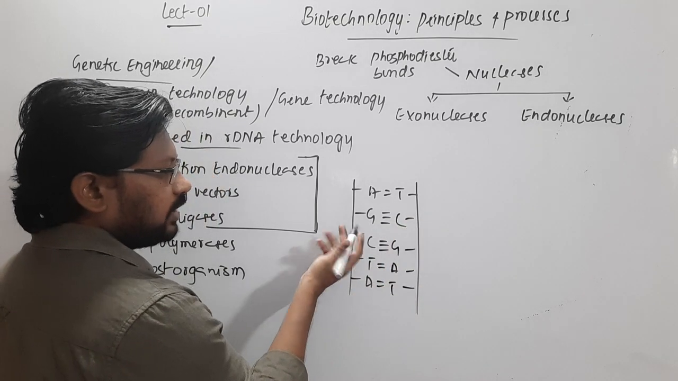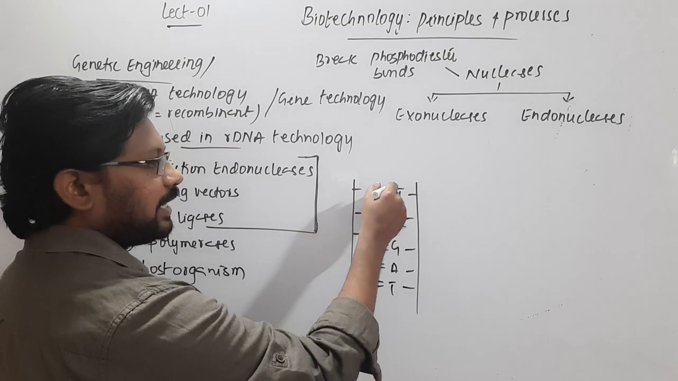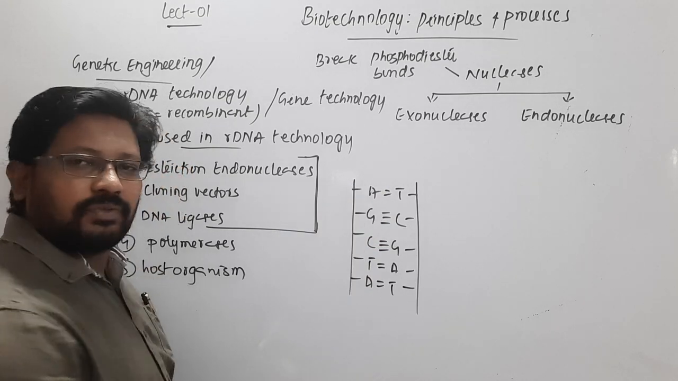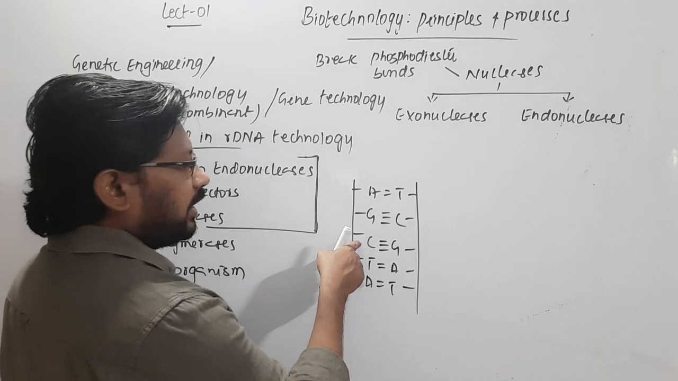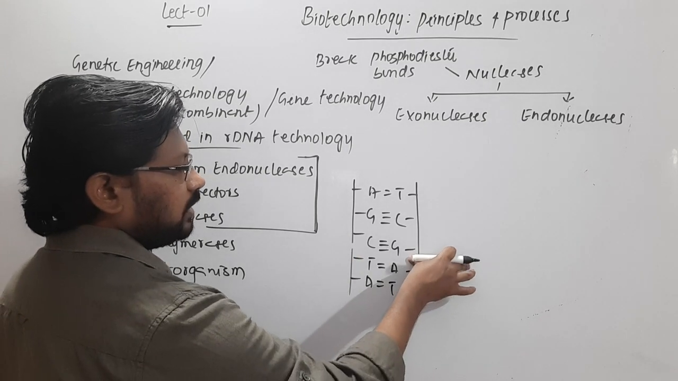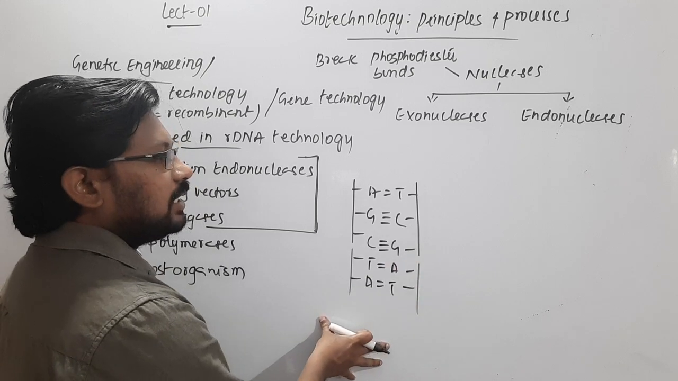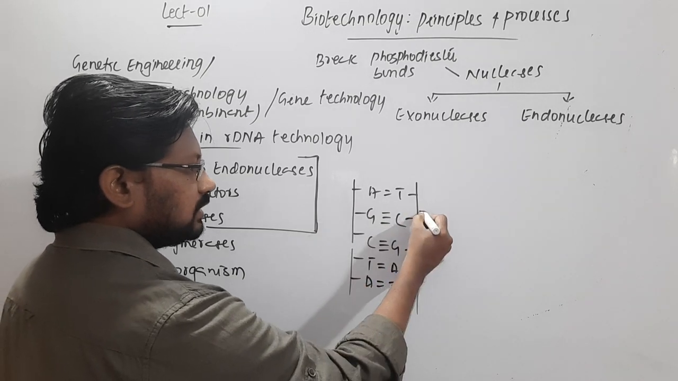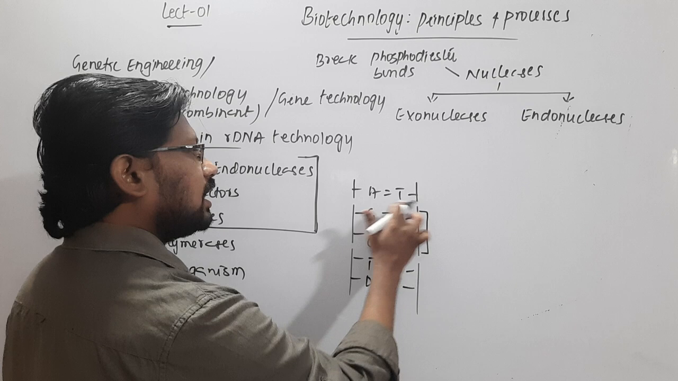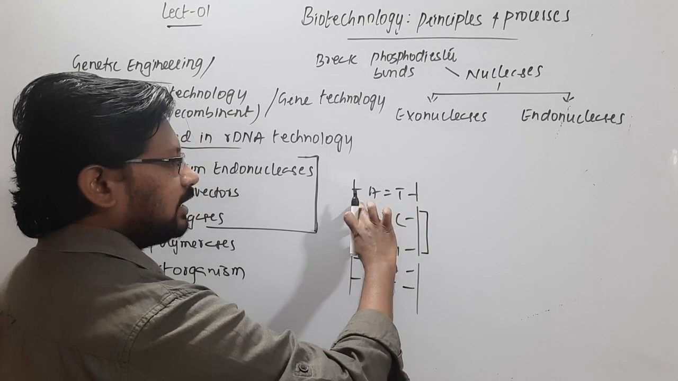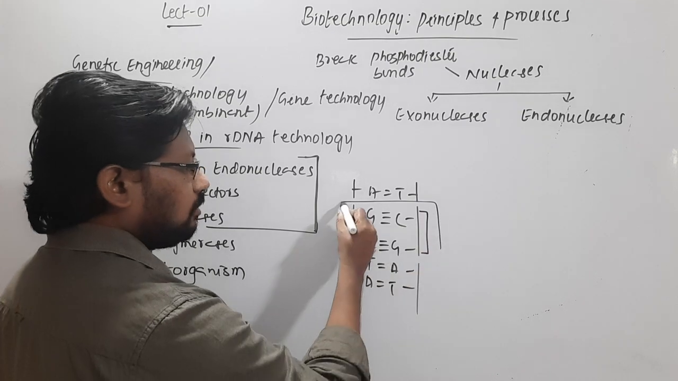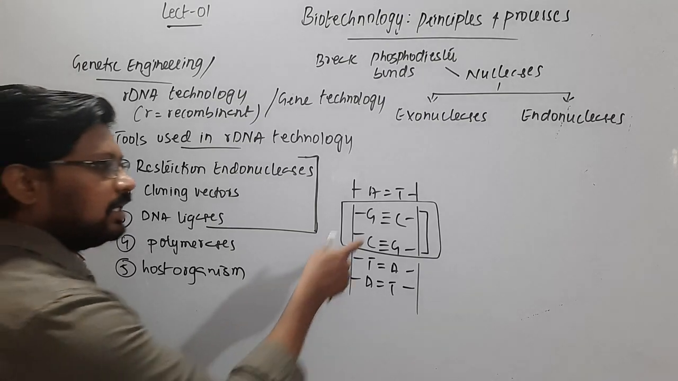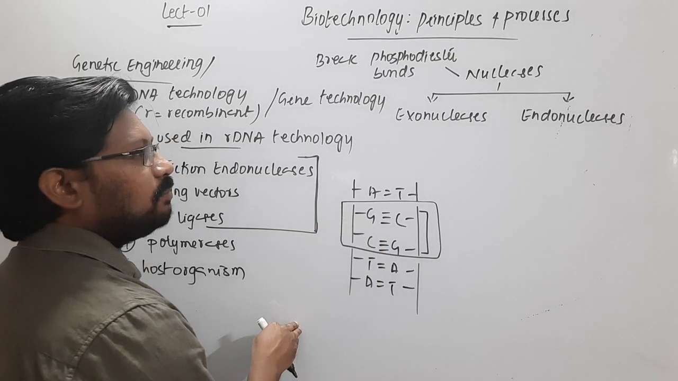We know that the phosphodiester bonds will be present here. These are hydrogen bonds, and between the sugar and the nitrogen base we have the N-glycosidic bond. The nuclease is going to break these phosphodiester bonds, thereby separating the DNA. Say suppose this is a gene; I cut the phosphodiester bonds and I can isolate this fragment of DNA. So nucleases break the phosphodiester bonds, not hydrogen bonds or N-glycosidic bonds.